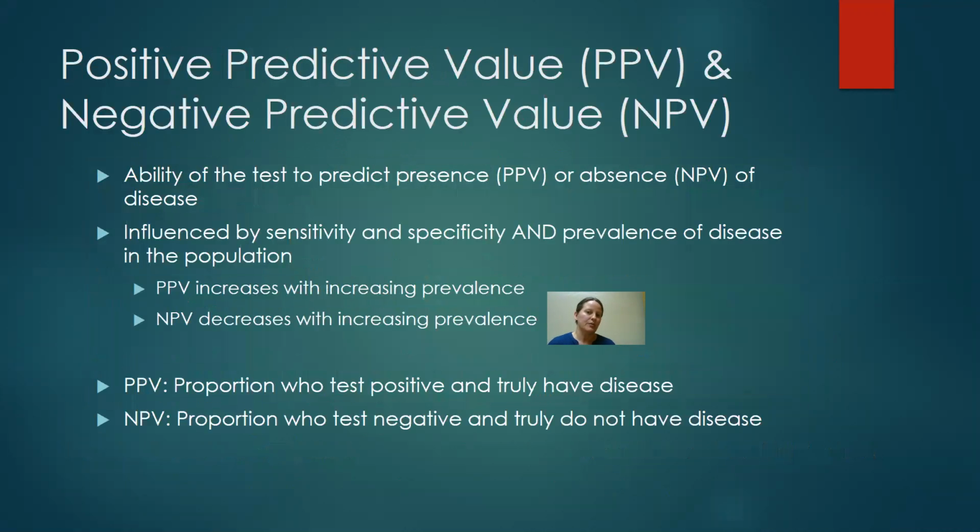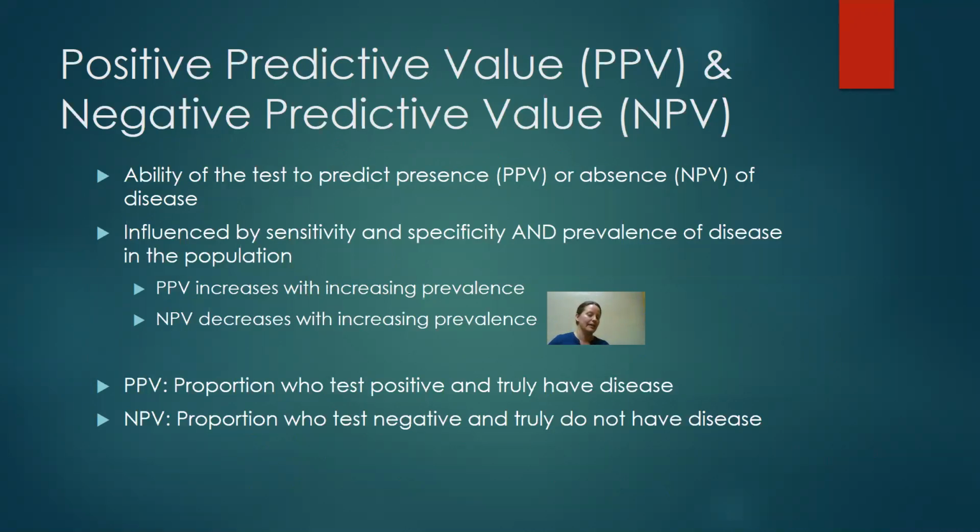There are two other measures in addition to sensitivity and specificity that we want to calculate, and these help us determine whether or not it's useful or worthwhile to implement a screening test or a screening program within a particular community. So these values are the positive predictive value and the negative predictive value. And so they're the ability of the test to predict the presence or absence of disease, and they're specific to our population. So they are influenced by sensitivity and specificity, but they also incorporate the prevalence of disease in the population.